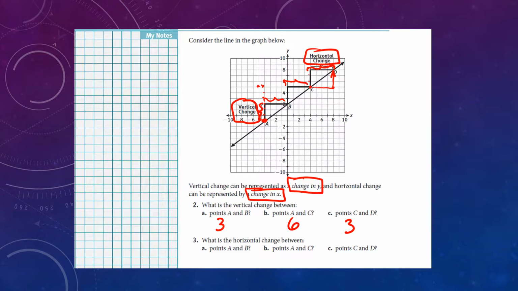All right, so then the next part says what's the horizontal change between the same points? So from A to B, it changes 1, 2, 3, 4. From A to C, it changes 4, 5, 6, 7, 8. Yep, 8. And from C to D, it just changes 1, 2, 3, 4. So you can start seeing that the pattern is the same. The reason why it's different between A and C is that we went all the way, we passed by B, so it should be double in both cases.